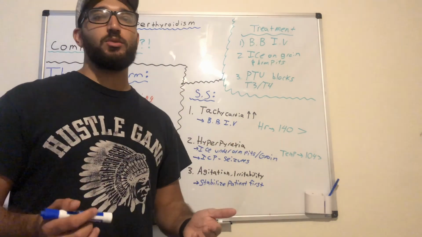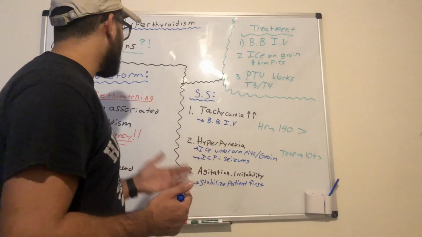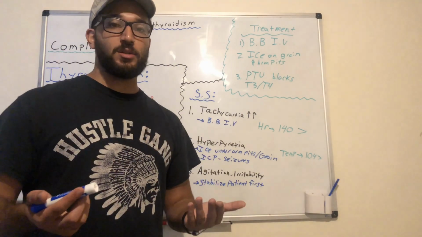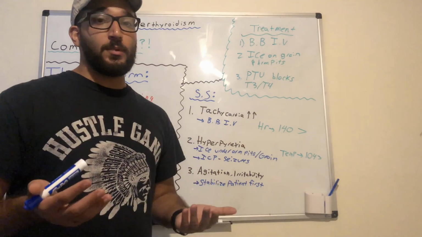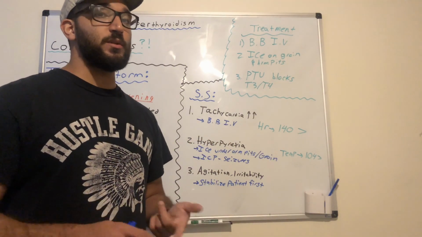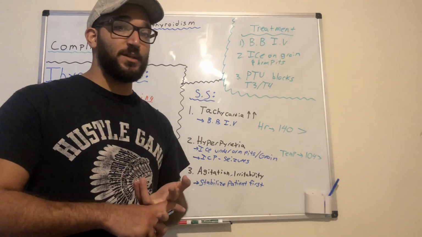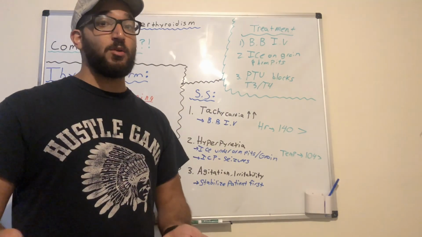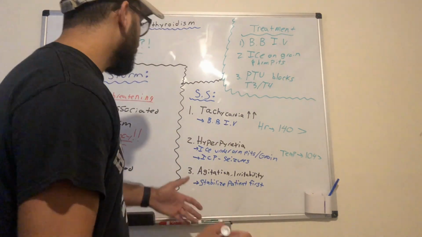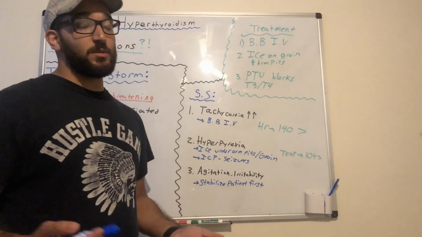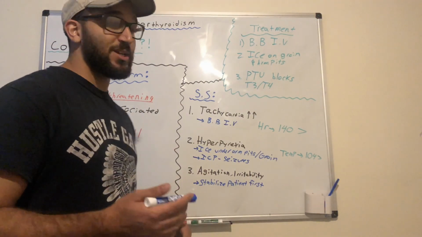So if we have a patient who has hyperpyrexia due to hyperthyroidism as a complication of a thyroid storm, some nursing interventions that we may need to do are padded side railings, suction at bedside, keeping their airway clear. Those types of nursing interventions will go a long way. And a third sign and symptom of a thyroid storm is agitation and irritability.